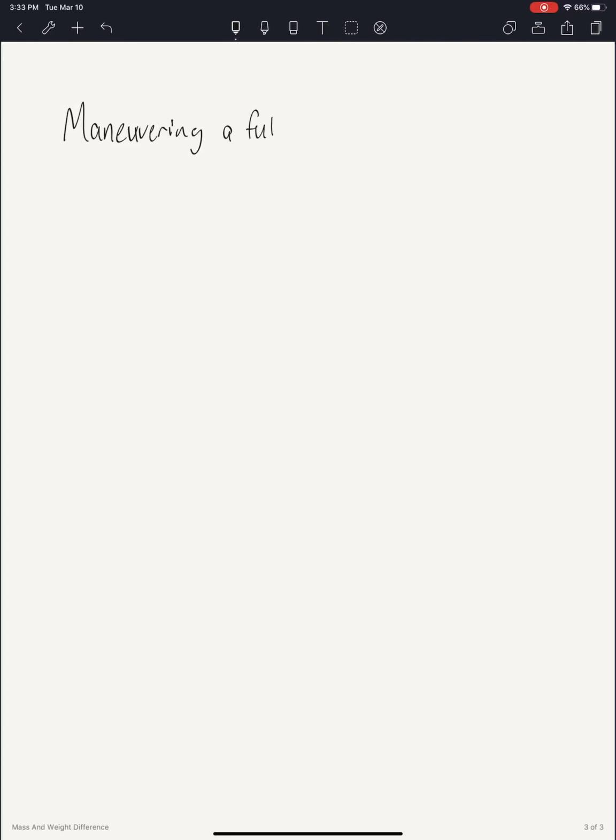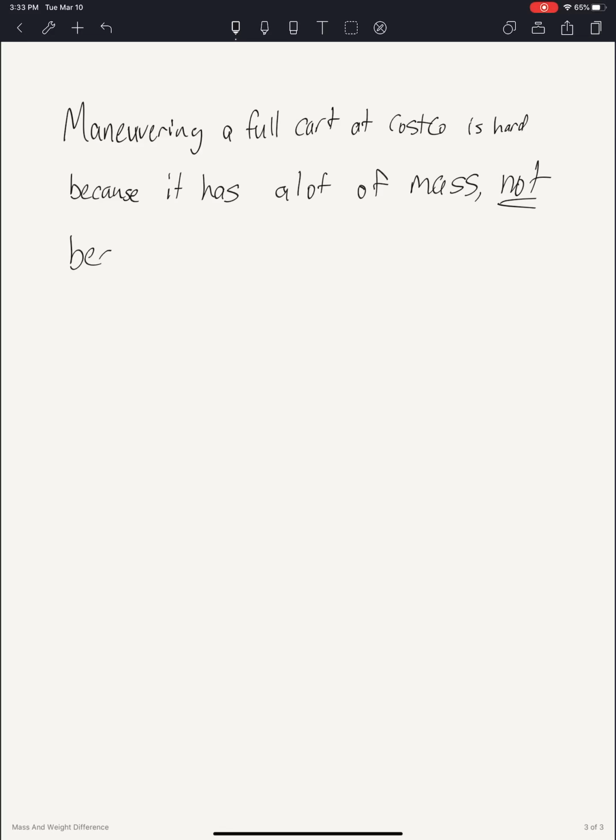And that's because maneuvering a full cart at Costco is hard because it has a lot of mass. Not because it is heavy. Not because it is heavy. Period. Maneuvering a full cart at Costco is hard because it has a lot of mass, not because it is heavy. And those are different things.